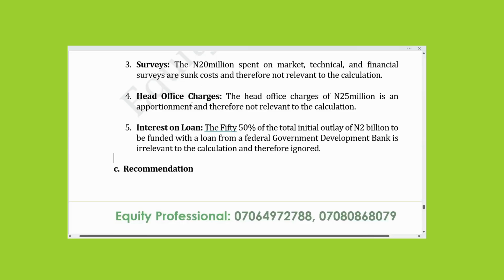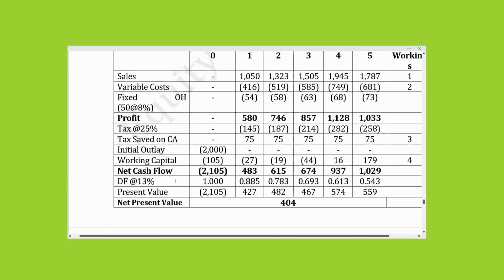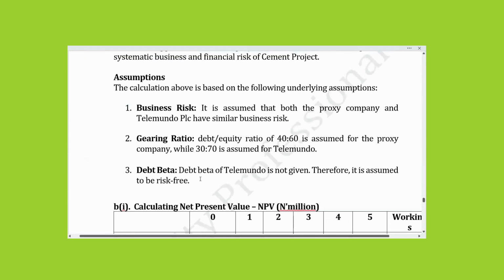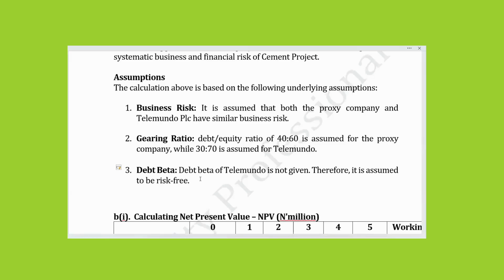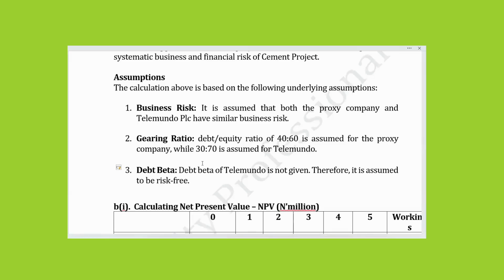In that case, I will come here in my assumption and say assumption number 6. That was when I was calculating the cost of capital. Additionally, in assumption number 4, where I put the debt beta of Telemundo is not given, it is risk free. I will not just say it is risk free. I will say that since the debt beta of Telemundo is not given, the debt beta of the proxy company of 0.4 is assumed. Do you get? Here I'm saying that it is risk-free since I'm not given, I assume it is risk-free. That is what I've done in this question.